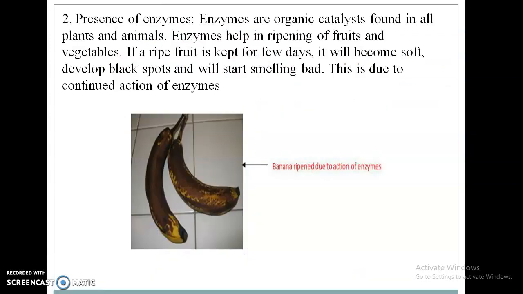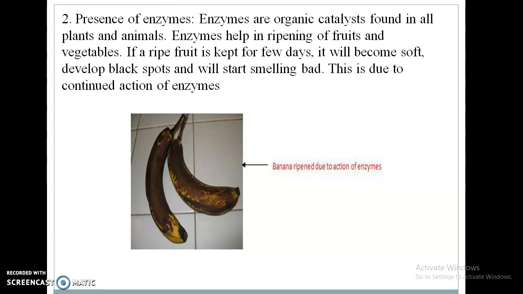Next, the second reason for the spoilage of food is the presence of enzymes. Enzymes are organic catalysts found in all plants and animals, and enzymes help in the ripening of fruits and vegetables. If a ripe fruit is kept for a few days, it will become soft, develop black spots and start smelling bad. That means the vegetable or fruit has got spoiled.